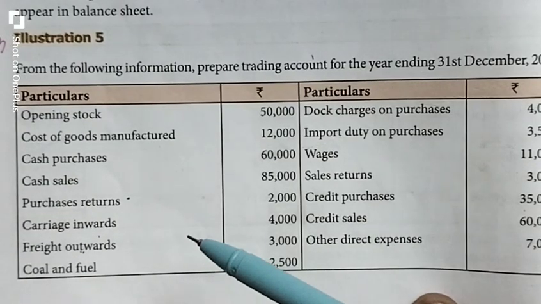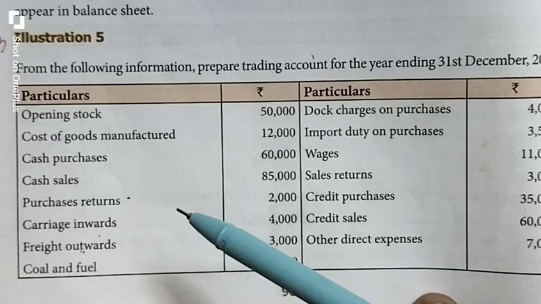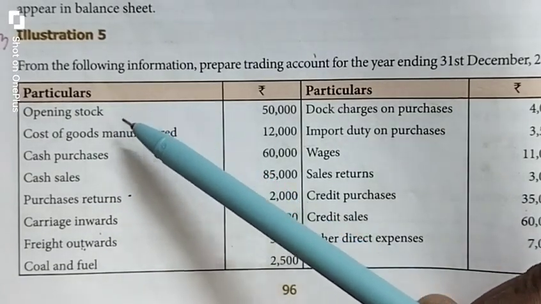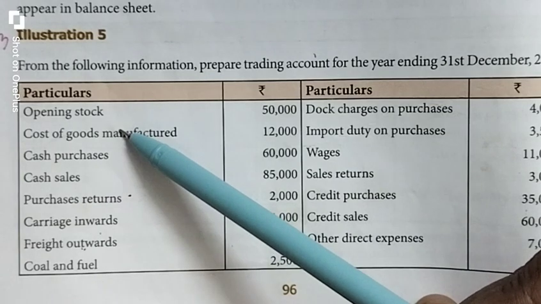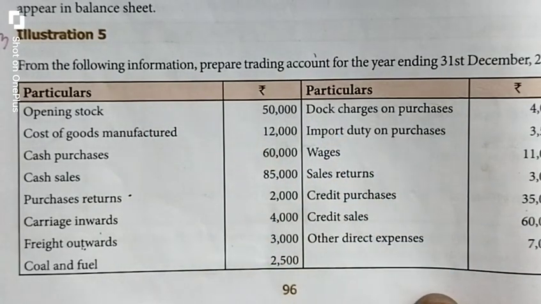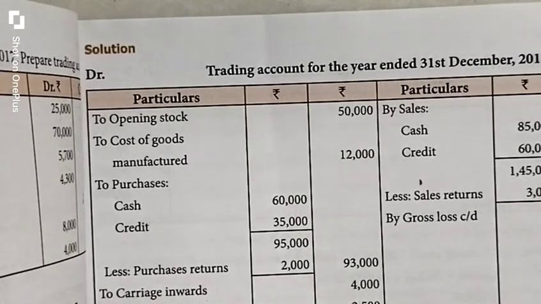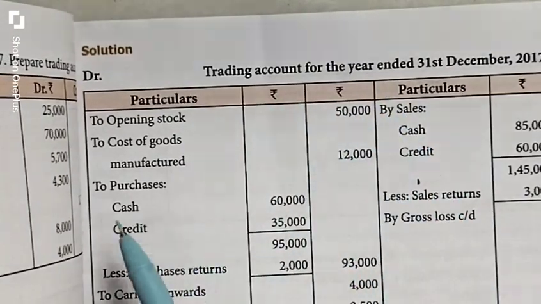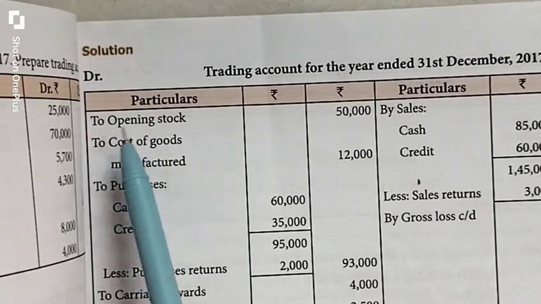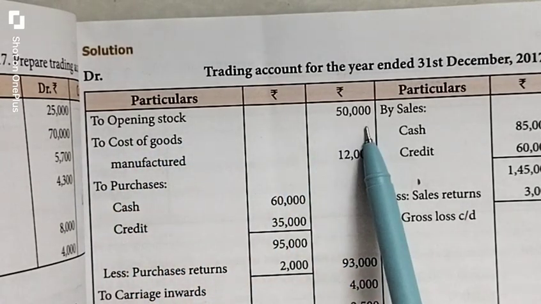Which account is to be entered first? Always we have to enter the opening balance on the debit side. So opening stock 50,000 is to be entered on the debit side of the trading account. On the debit side we always start with the word 'To'. So, To Opening Stock 50,000 is entered in the outer amount column.